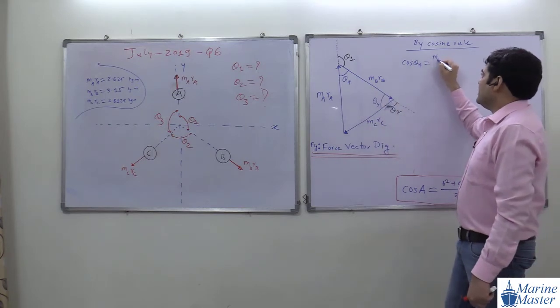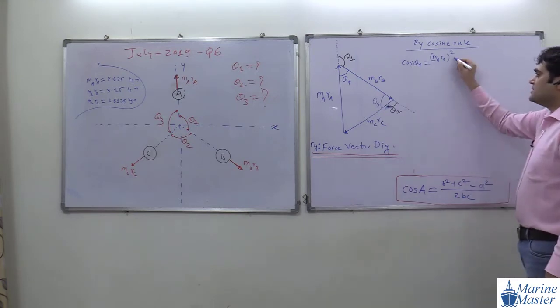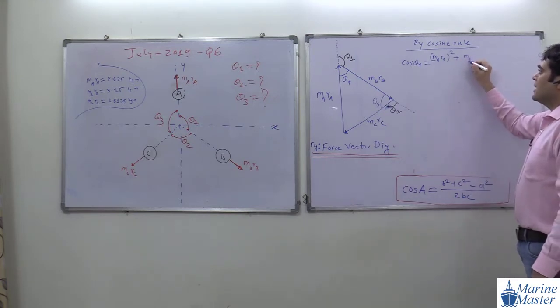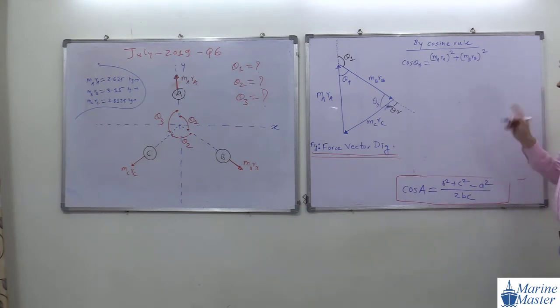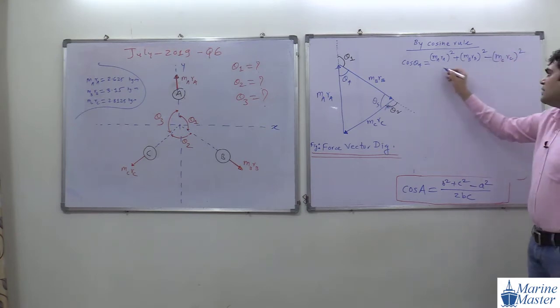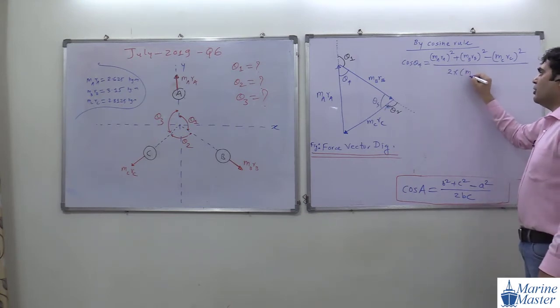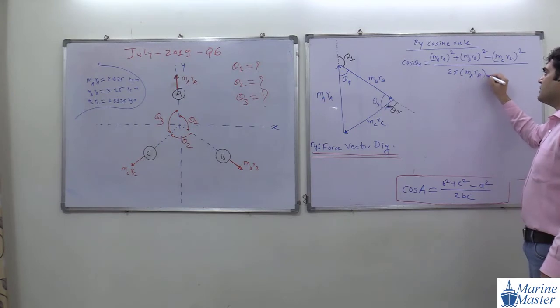So MARA square plus, see the point, MBRB square minus MCRC means what? (MARA minus MCRC) whole square divided by 2 times BC. BC means what? See the point. If you have any doubt, please ask me.